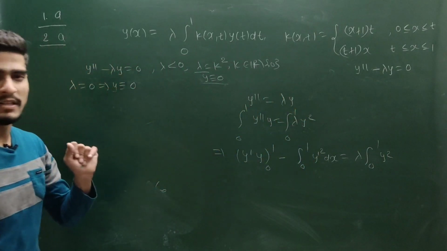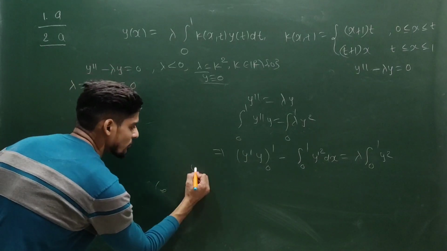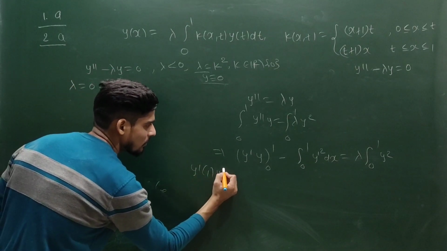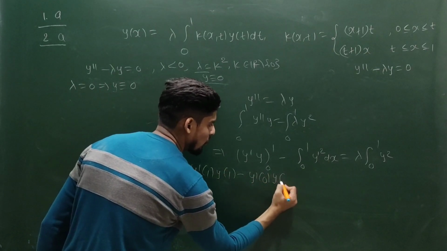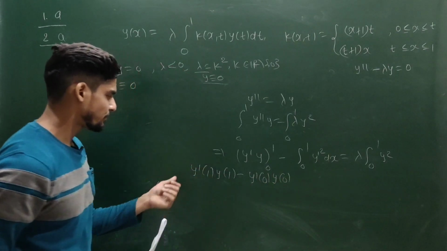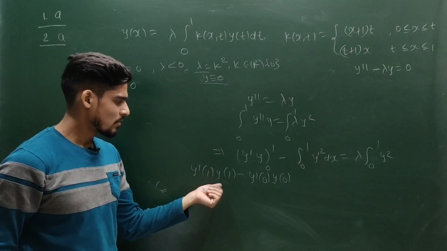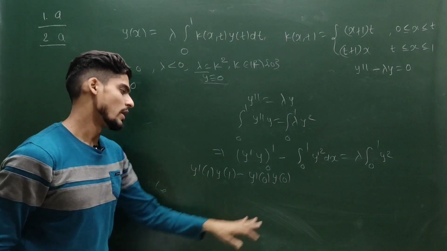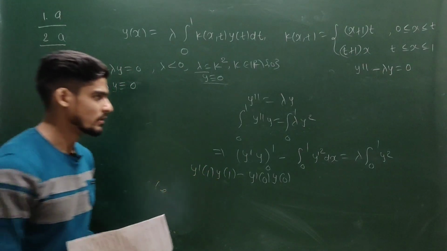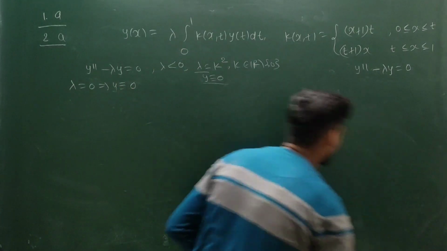Now we are having y at 0 is the same as y dash at 0 and y at 1 is the same as y dash at 1. So this will give me y dash at 1 times y at 1 minus y dash at 0 times y at 0. I know that y dash at 1 is the same as y at 1. So, no, I am not getting anything from here. Okay, no conclusion from this section. Okay, leave this part. You just solve this.